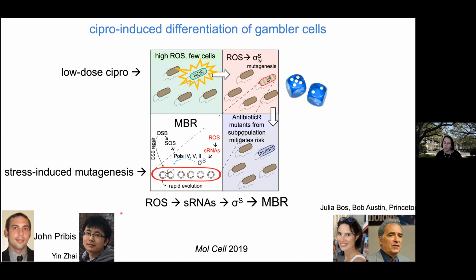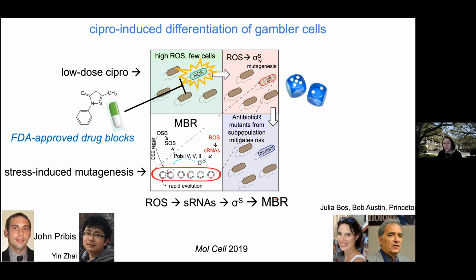And you'll see here, the take home is that the antibiotic induces reactive oxygen that causes upregulation of a couple of small RNAs that allow the translation of a stress response activator, sigma S, which activates the general stress response, and that this allows a pathway of mutagenic repair of double-strand breaks, which we call mutagenic break repair.